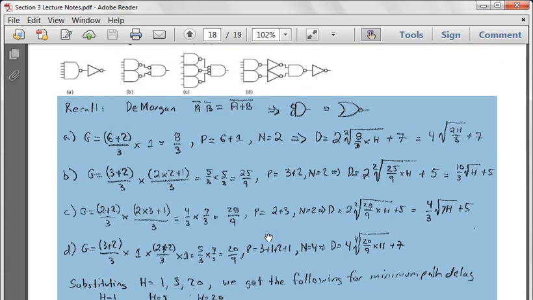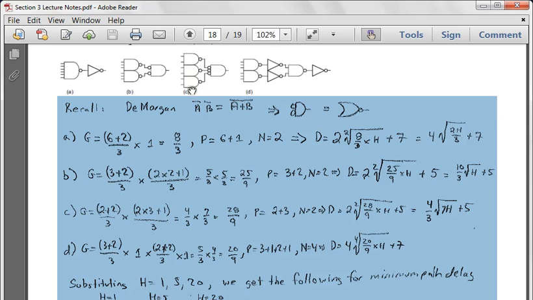So for B, we have our initial 3-input NAND gate. We switch this to a NOR gate, so it becomes 2 times 2 because it's 2 inputs, plus 1 over 3. So it becomes 5 over 3 times 5 over 3, which is 25 over 9. Parasitic delay becomes 3 plus 2 using our table. N is also 2, the number of stages. Therefore, the delay becomes 2 times the square root of 25 over 9 times h, plus 5, which is our parasitic delay. We calculated 5 there, and I've reduced it a little bit.